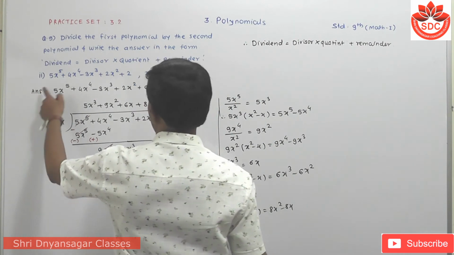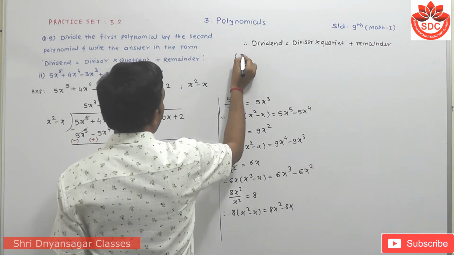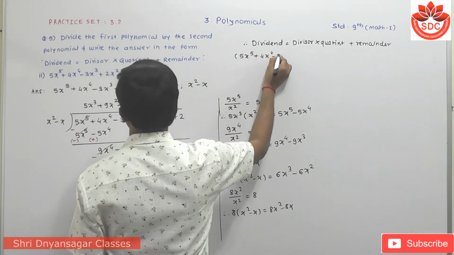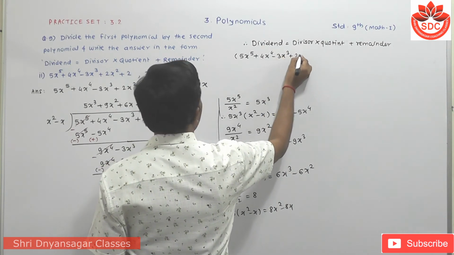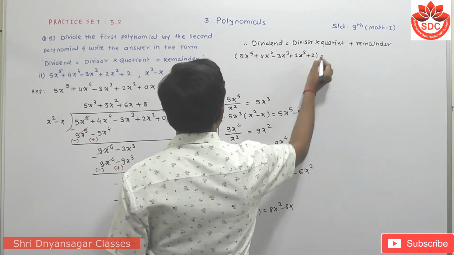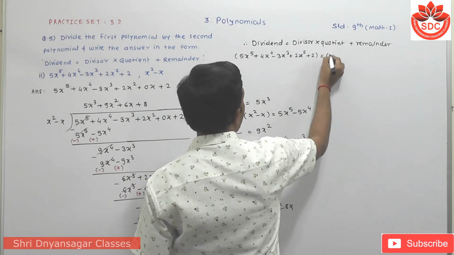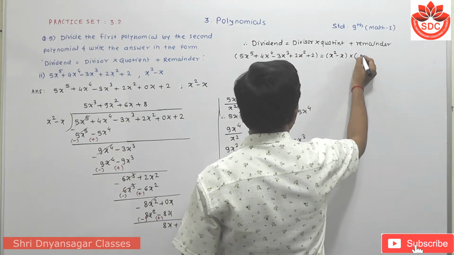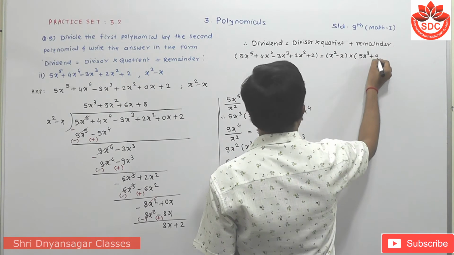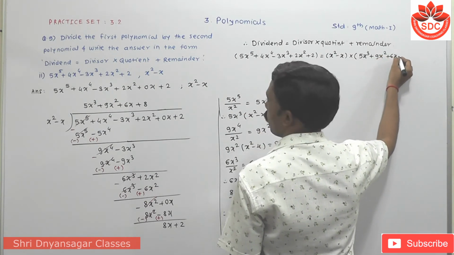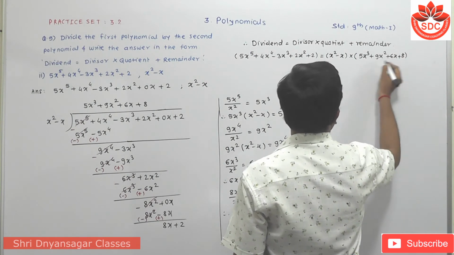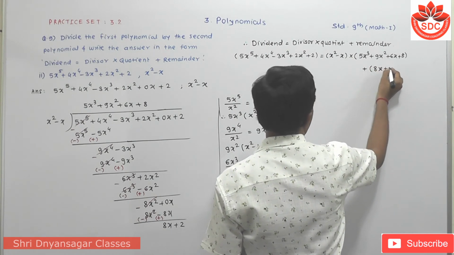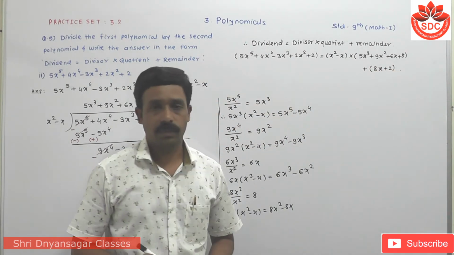Here the dividend is this value. I have to write this total value here: 5x raised to 5 plus 4x raised to 4 minus 3x cube plus twice x square plus 2 is equal to, the divisor is x square minus x, into, the quotient is 5x cube plus 9x square plus 6x plus 8, plus the remainder, 8x plus 2. Can you understand this? Very, very important question.